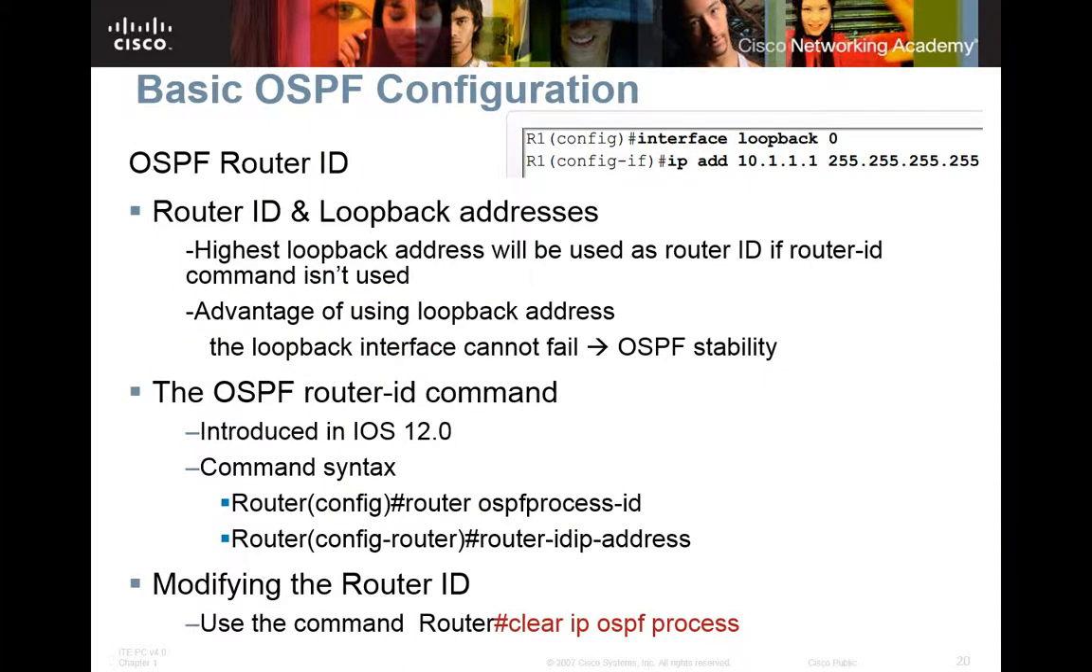Interface loopback addresses. This is where you can assign a loopback address if you need to. I love how they screw these syntax up. It's router OSPF space process ID, or router space ID IP space, or router ID, or router space dash ID space IP dash address. And if you don't want to use OSPF anymore, you have to say clear IP OSPF process.